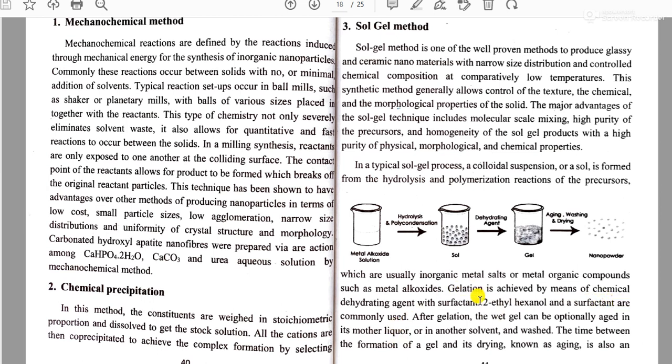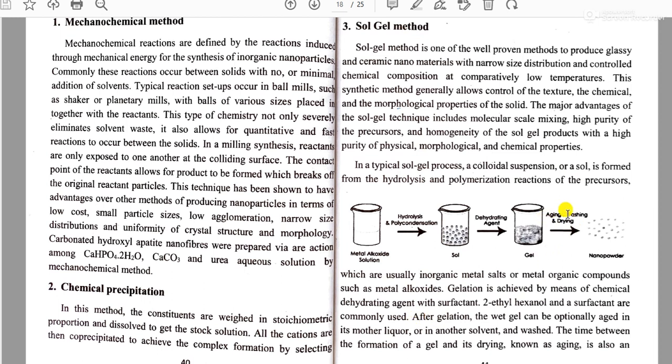Okay, not only 2-ethyl hexanol, so many dehydrating agents and surfactants are used nowadays for the sol gel techniques. You can simply go through the internet and just type the sol gel method and go for images. You can get so many information about this technique. And now it is a widely used technique for synthesizing nanomaterials.